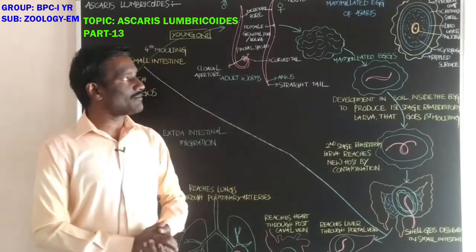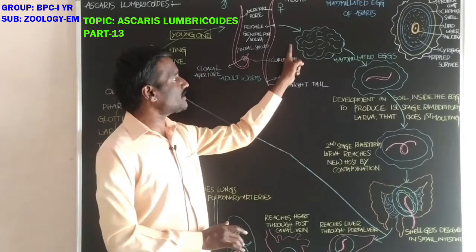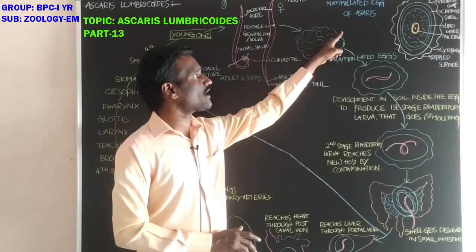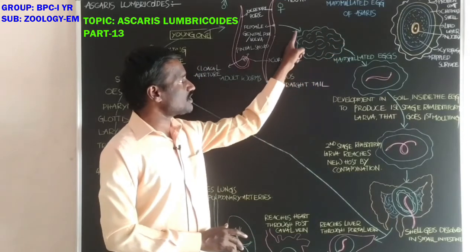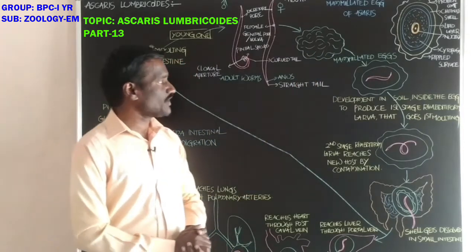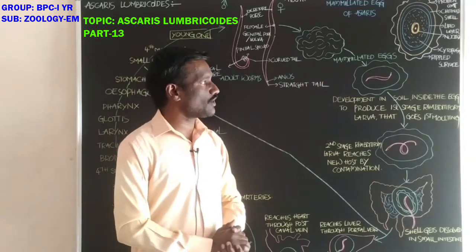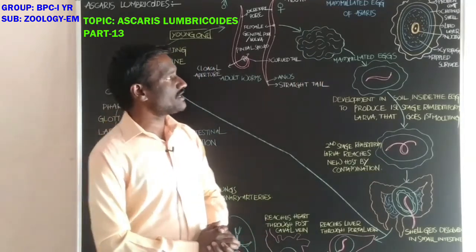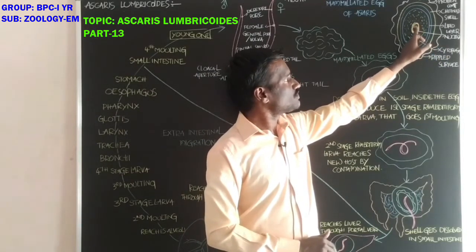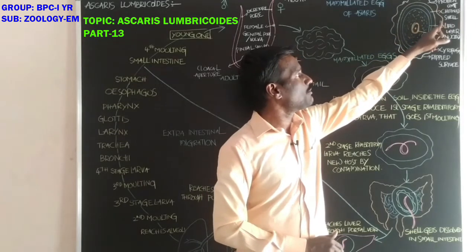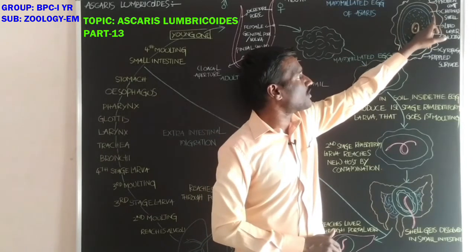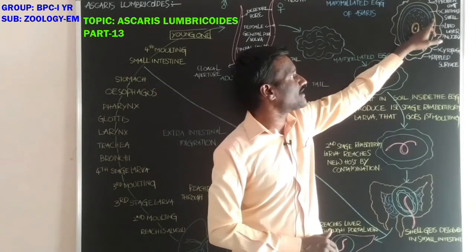Why are these called mammillated eggs? Students, the entire egg is covered with a protein coat with a rippled surface, hence they are called mammillated eggs. Students, these are the mammillated eggs. If you observe the inner part, there is a single nucleus in each egg, and the whole egg is covered with the protein coat with a rippled surface. The protein coat is followed by the chitinous shell.